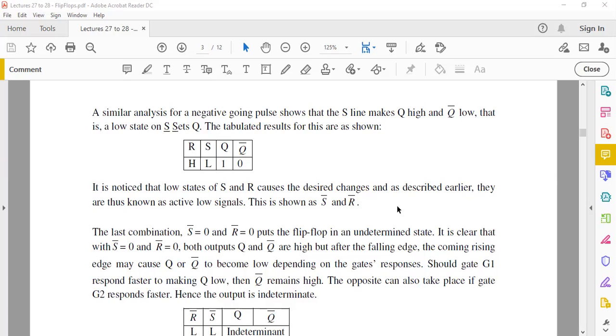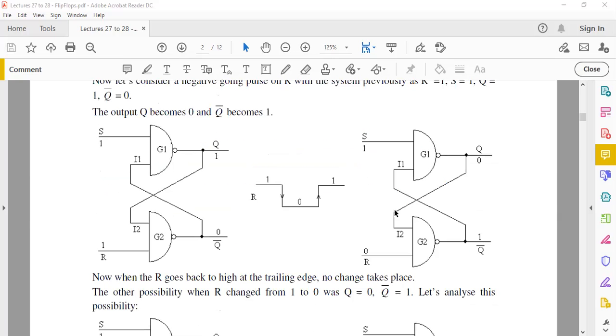So if you do a similar analysis for the S pin, you're going to find that when the S becomes low, your output actually becomes high. So I'll leave it as an exercise for you to do. You can do a very similar analysis to what you've done here.